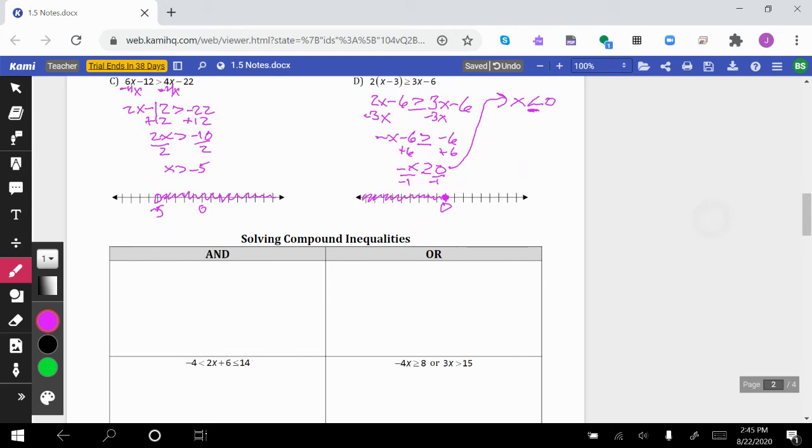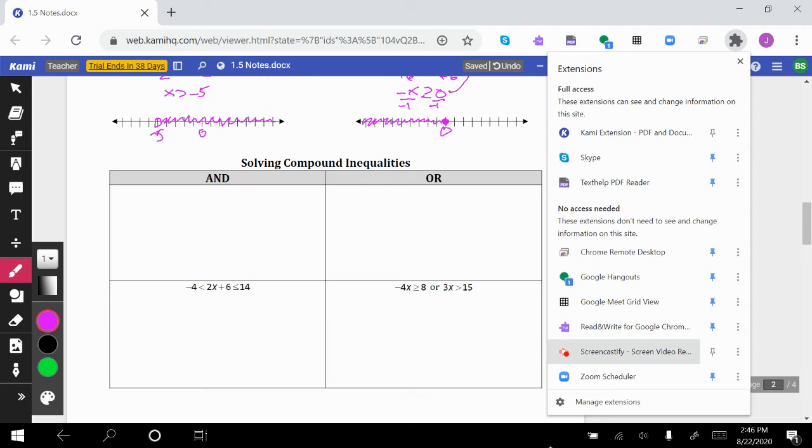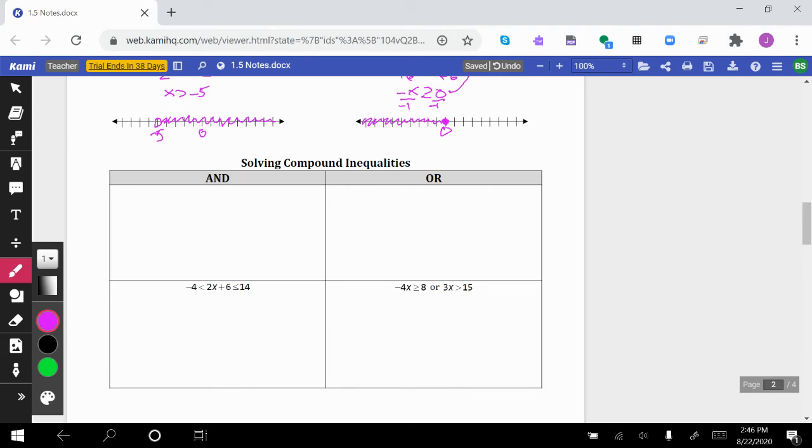So again, if you have any questions about those examples or anything else, please let us know. All right. Next, we're going to look at solving compound inequalities. So same skill process. It's just there are a couple of extra steps.